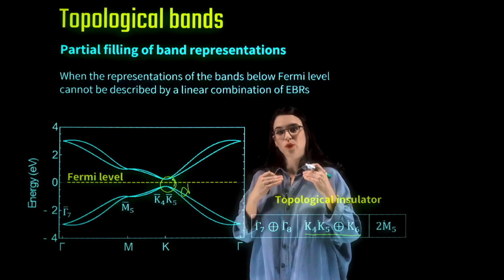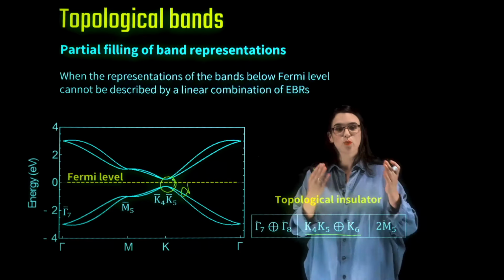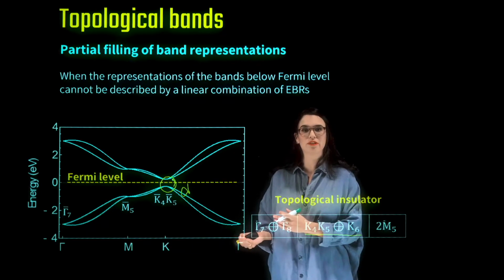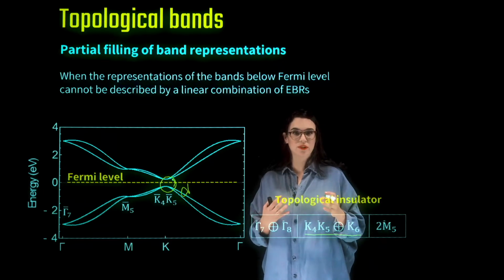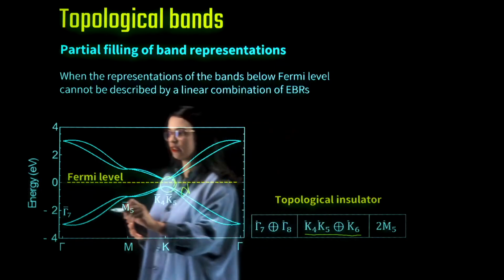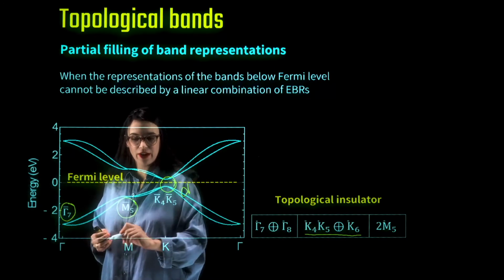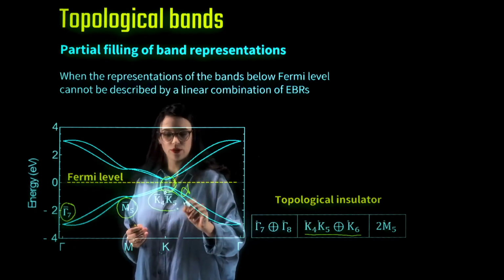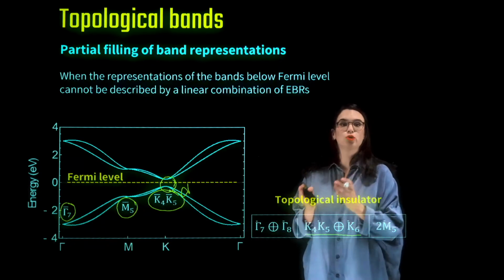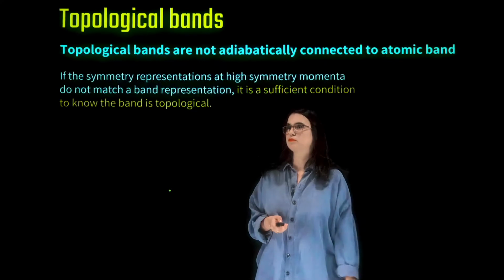Now, if we compare the specific representations in this system with the tables that we had before and tabulated in the Bilbao Crystallographic Server, we're going to find something interesting, which is that there is no atomic insulator that is compatible with the following symmetries: gamma 7 at the gamma point, M5 at the M point, and K4, K5 at the K point. So this means that we know for sure that this is going to have something topological about it.